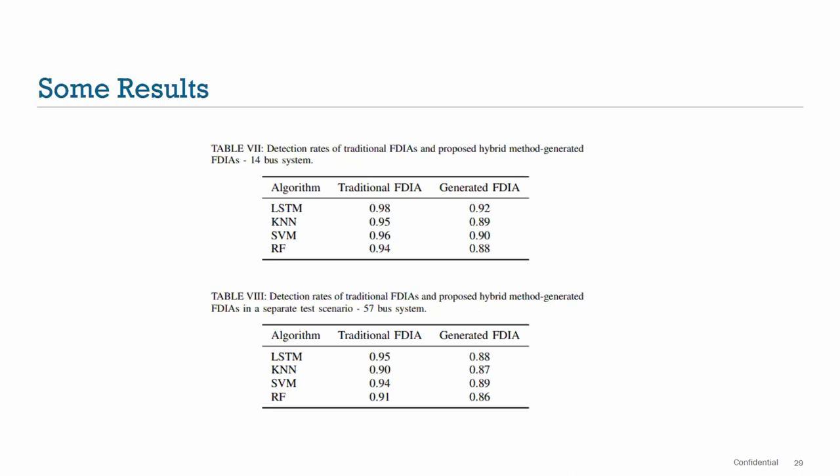Since it is a submitted paper, I had to present only a portion of the results. For the 57-bus system, LSTM is 95 for traditional FDIA. For ours it is 88, but we have used many other evaluation metrics. Just to mention, for example, KLD. We have used KLD to show how similar our data distribution is to real normal measurements. Or second, BDD. I can't name some of them because it's a submitted paper. We have used many evaluation metrics to show the performance of the proposed attack.